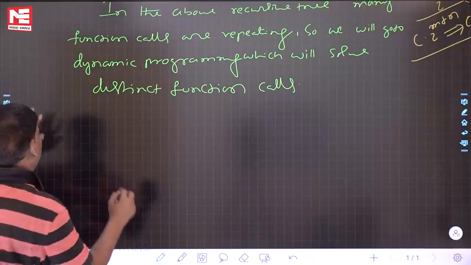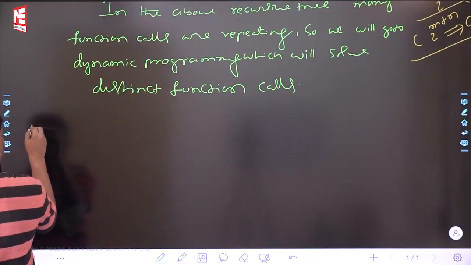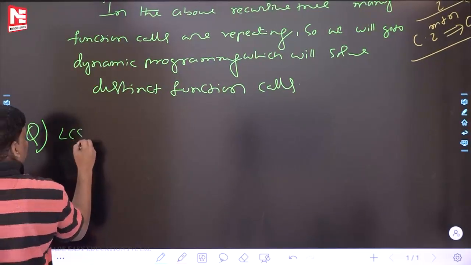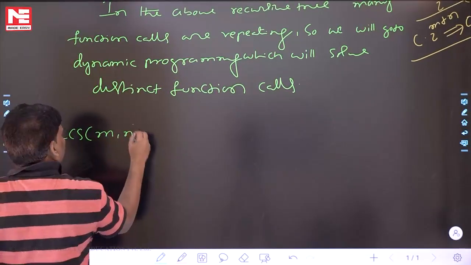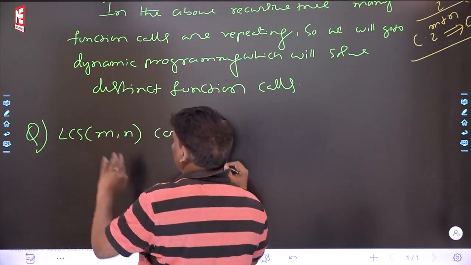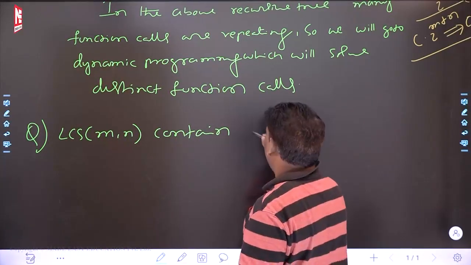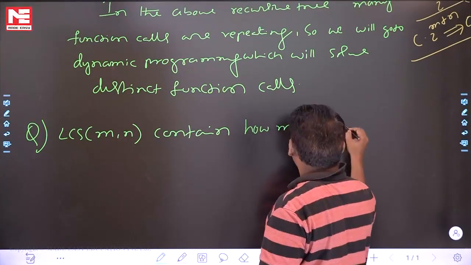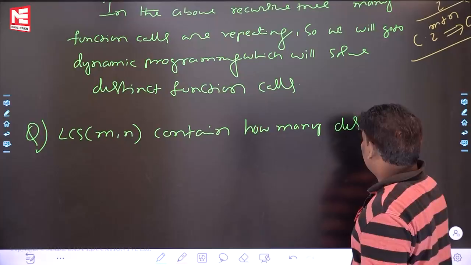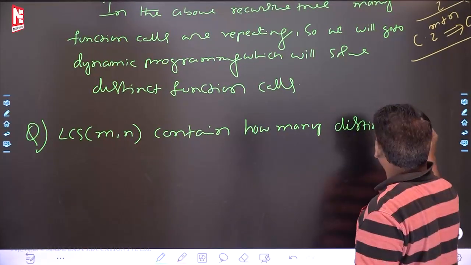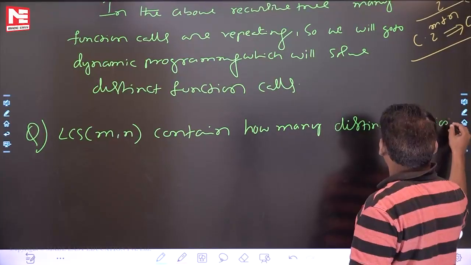Now, see the answer. See the interesting one. One important question I want to ask you. It is very, very important. LCS of m comma n contains how many distinct function calls? Dynamic programming solves distinct ones only. How many distinct function calls? We will find out.